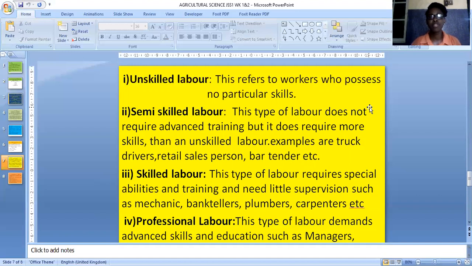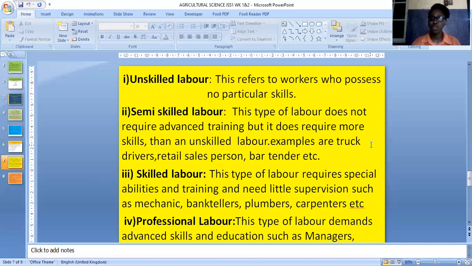We have semi-skilled labor. This type of labor does not require advanced training, but it does require more skills than unskilled labor. Examples are the truck drivers. Without them learning how to drive, they cannot drive the trucks. The retail salesperson, without them having little knowledge of what they are doing, they cannot be taken as a salesperson. We have the bartender. Without them having knowledge of what they are doing in the shop, they cannot be taken. Let's go back again.